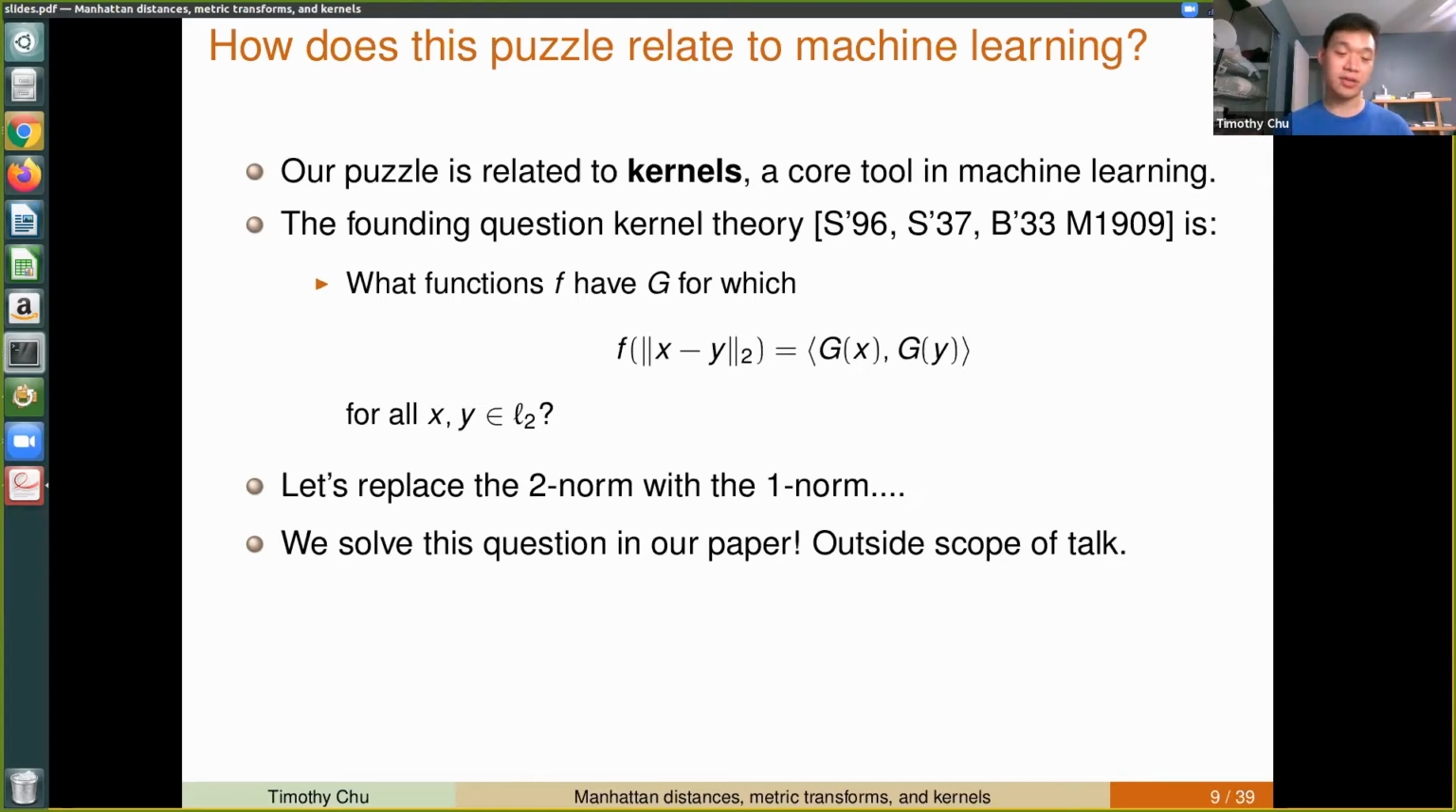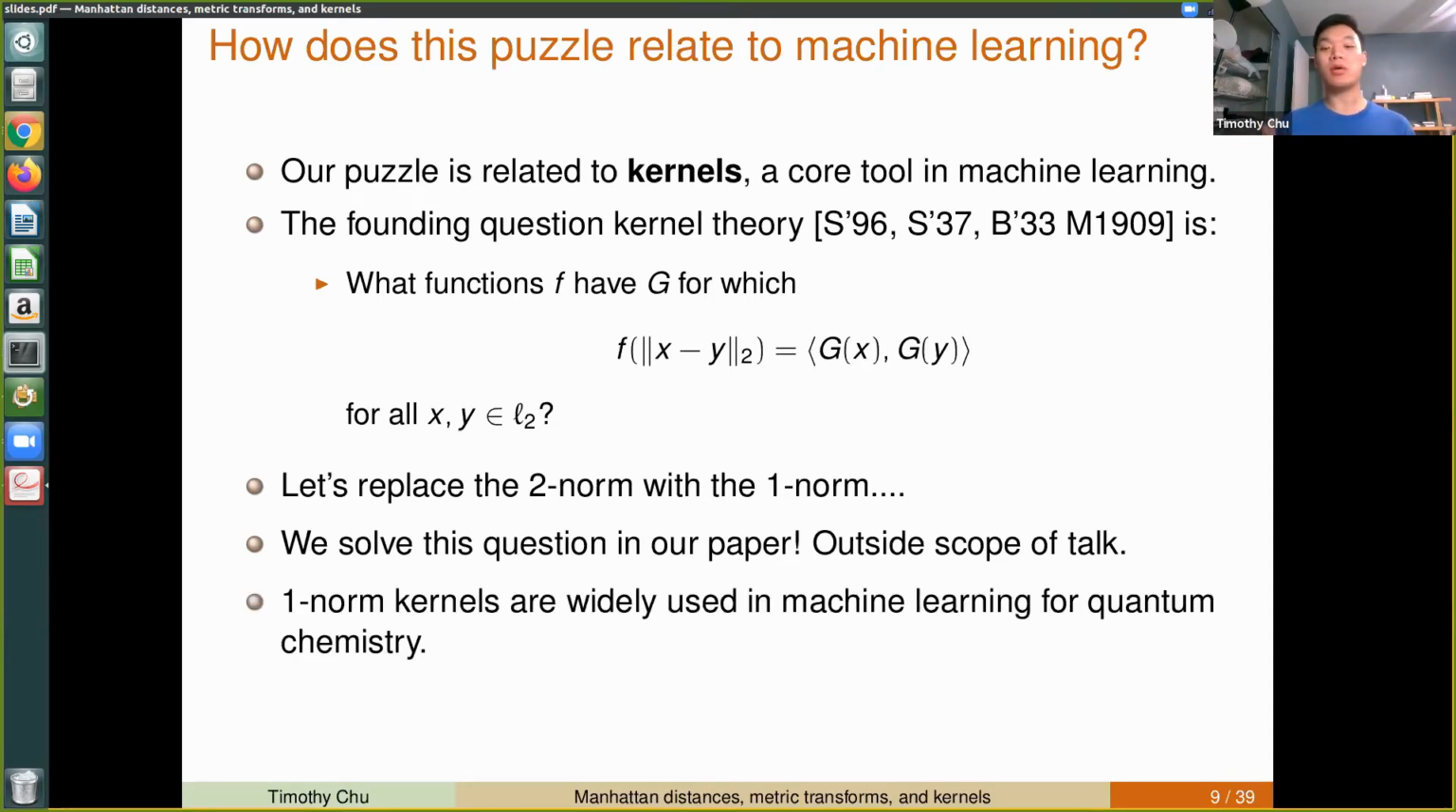This is outside the scope of the talk. But the core techniques we use to do this part are exactly the same as the techniques we'll show to solve our core puzzle, which we showed at the beginning. And I should mention that one-norm kernels are actually pretty widely used in practice.